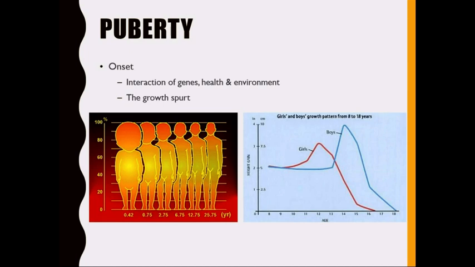So we have that growth spurt where the arms and legs are growing. This is a growth pattern for boys versus girls. The girls' growth spurt happens earlier than the boys' does, on average. There's a lot of variation among us, so you may have girls who are still shorter than the boys around them, or boys who are growing much earlier than their peers, their average numbers.